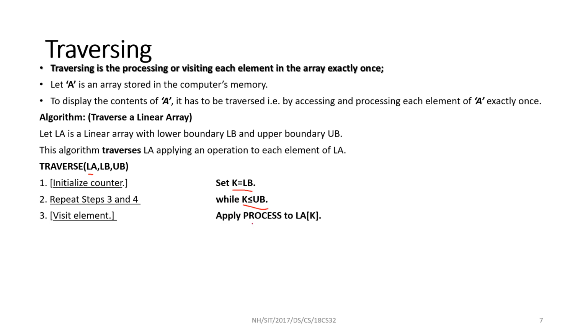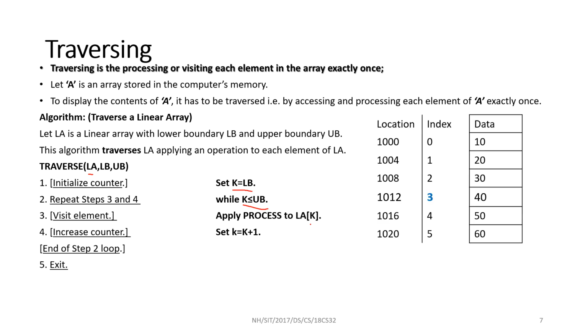You have to apply the process. In our case, it is the print operation, printing the content of the linear array at that particular position. After applying the operation, you advance the index: k equals k plus 1, increasing the counter. Once we reach the last k equal to UB, you stop and terminate the operation.